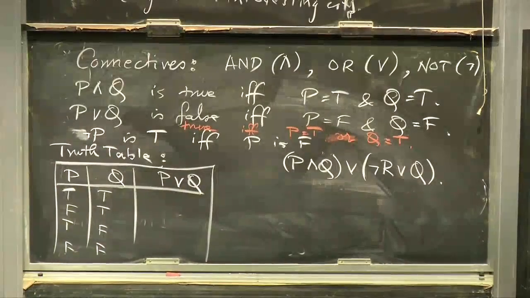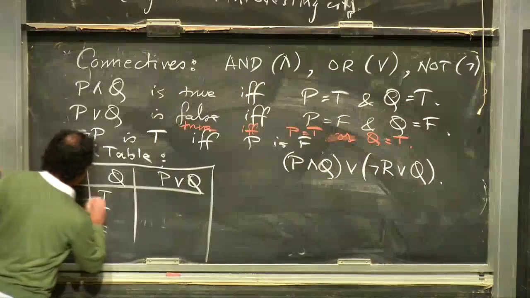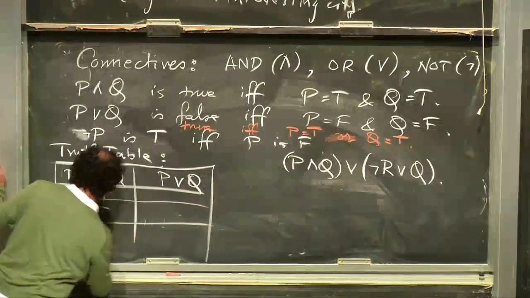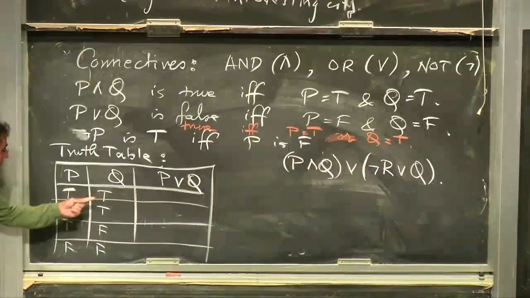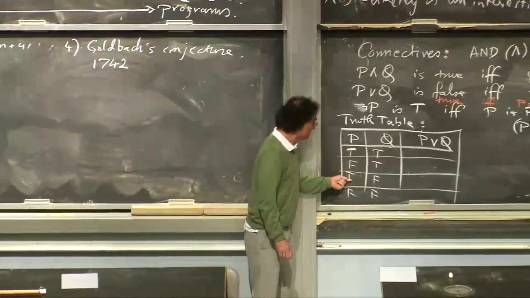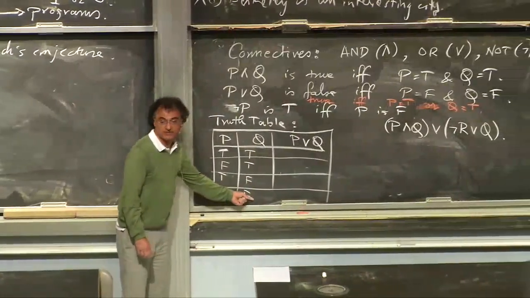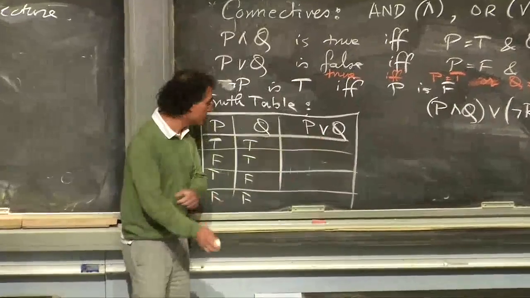Okay? So we just write out all the 4 values. And now for each one, there are basically 4 cases: either both P and Q are true, P is false and Q is true, P is true and Q is false, or both are false. And in each case, we just write down what P or Q is. Okay, so what is it?